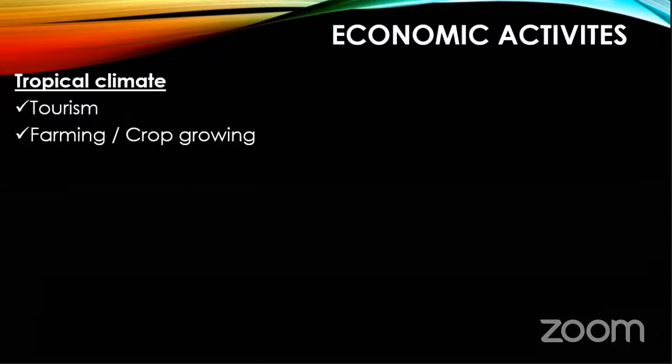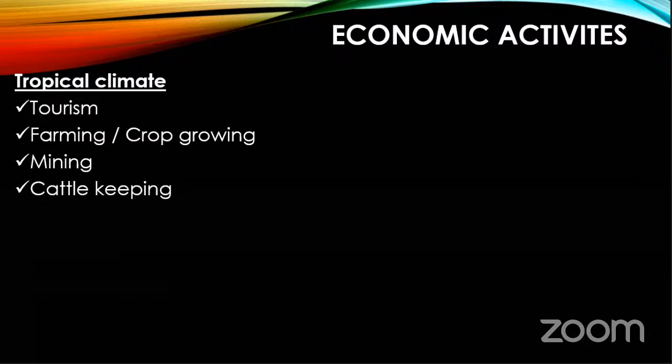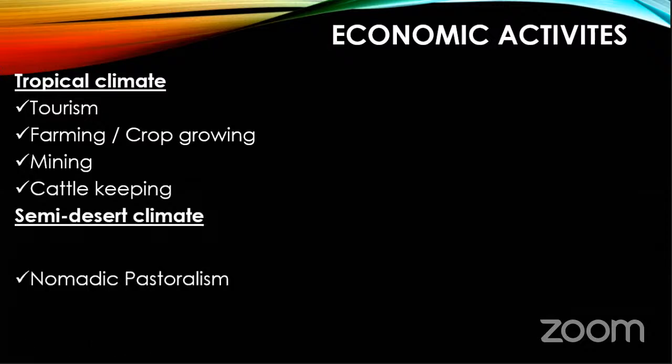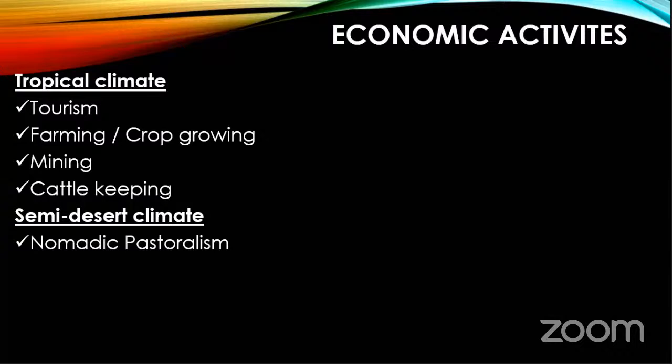We have tourism, farming and crop growing, mining, cattle keeping. What about in semi-desert? In semi-desert, there is a lot of nomadic pastoralism. We looked at nomadic pastoralism in our previous lesson. Crop farming, mining, and also tourism. Like the Kidepo Valley National Park is found in a semi-arid area, semi-desert, but people still go there to see the animals. So it promotes tourism.